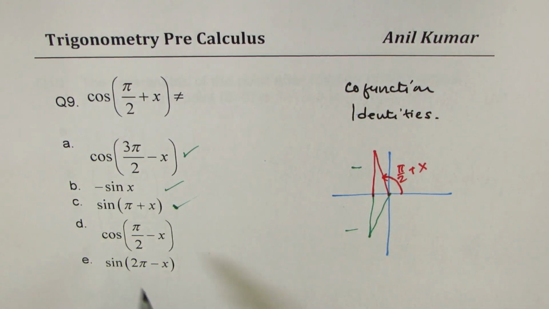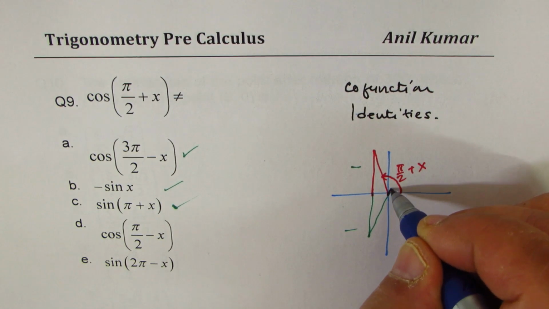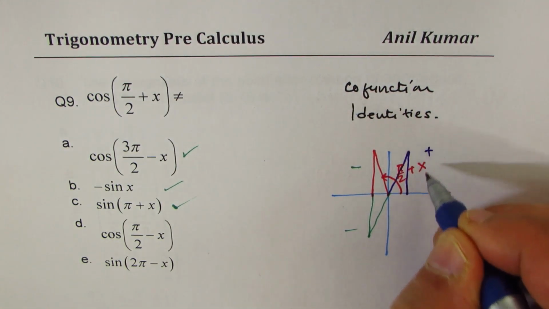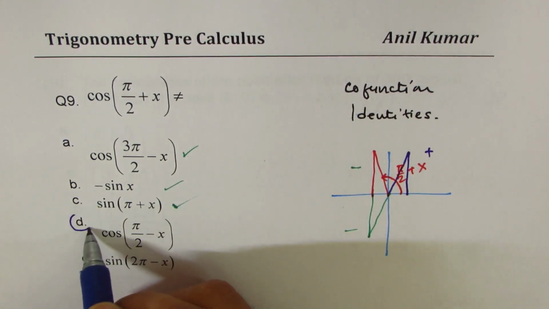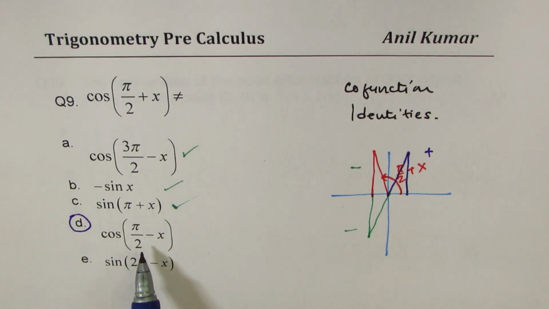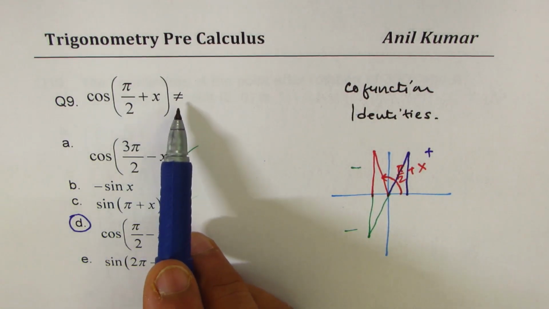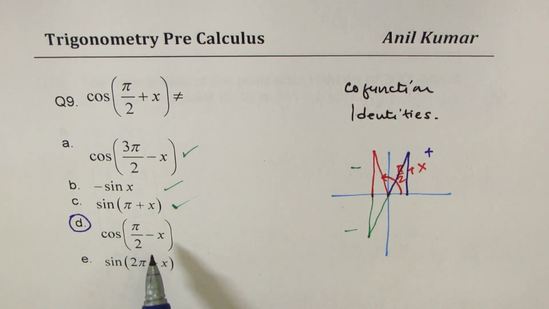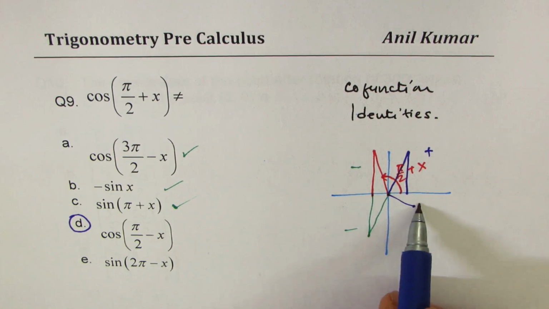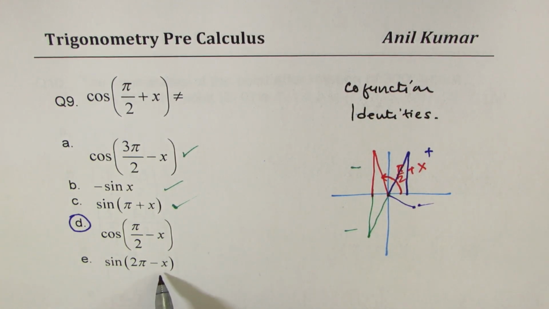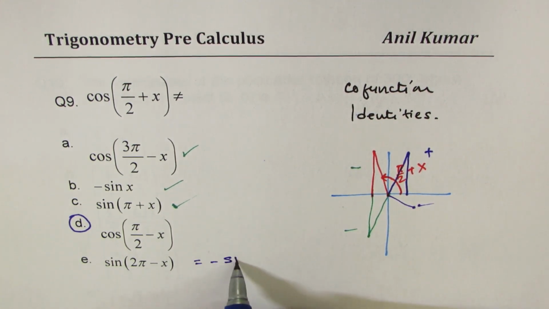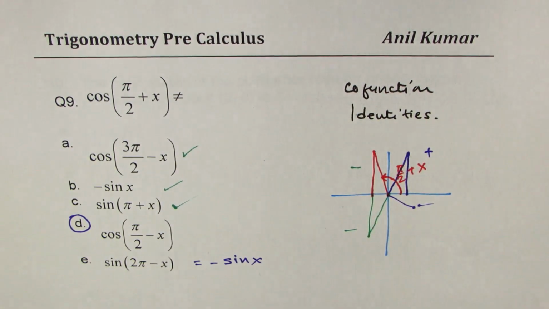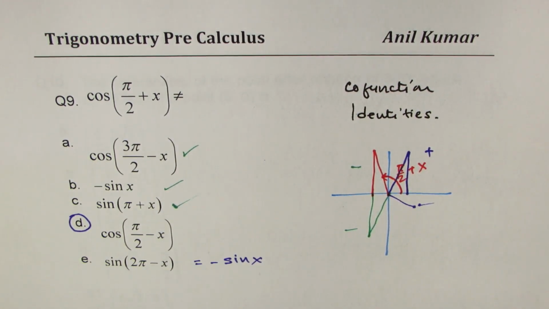This is correct. Cos pi by 2 minus x. Now, if I say cos pi by 2 minus x, I am in quadrant 1. Correct? Here the value of cos is positive, so this one is not an equivalent expression. So therefore, cos pi by 2 plus x is not equal to cos pi by 2 minus x. Sine 2 pi minus x will be in this quadrant. That is fine. It is negative, right? So this is also equal to minus sine x. This is right. So that is how you get your solution.